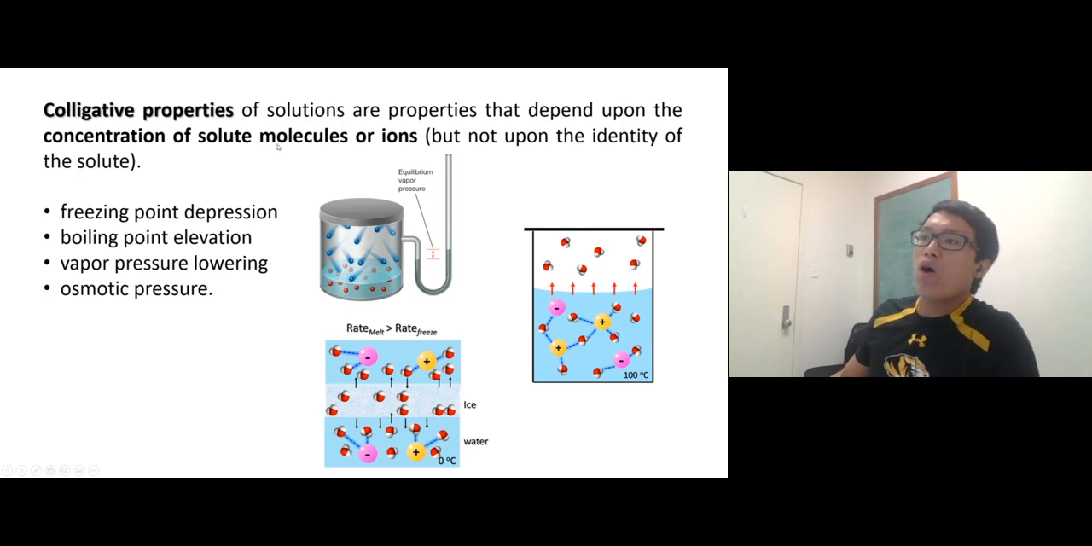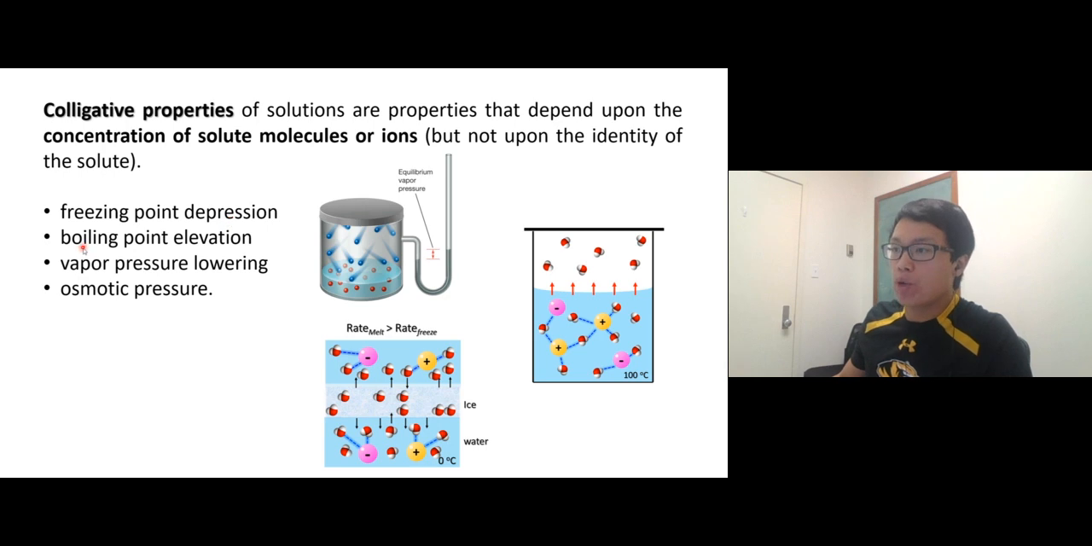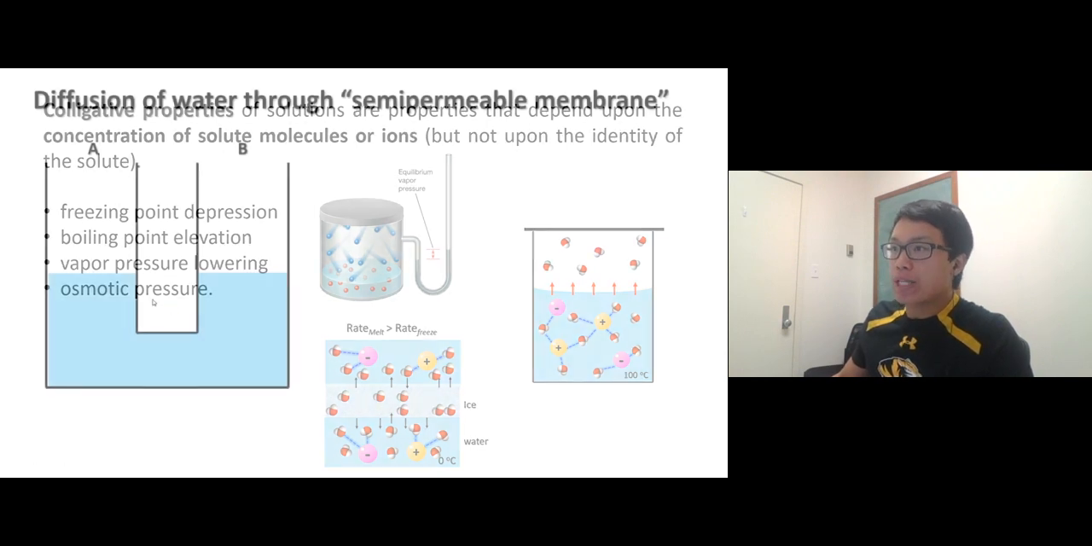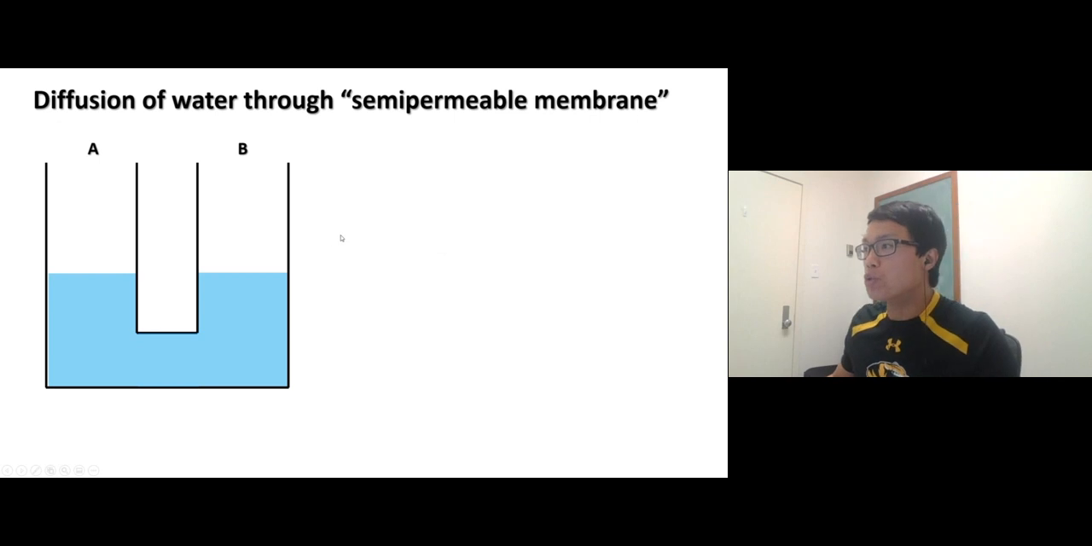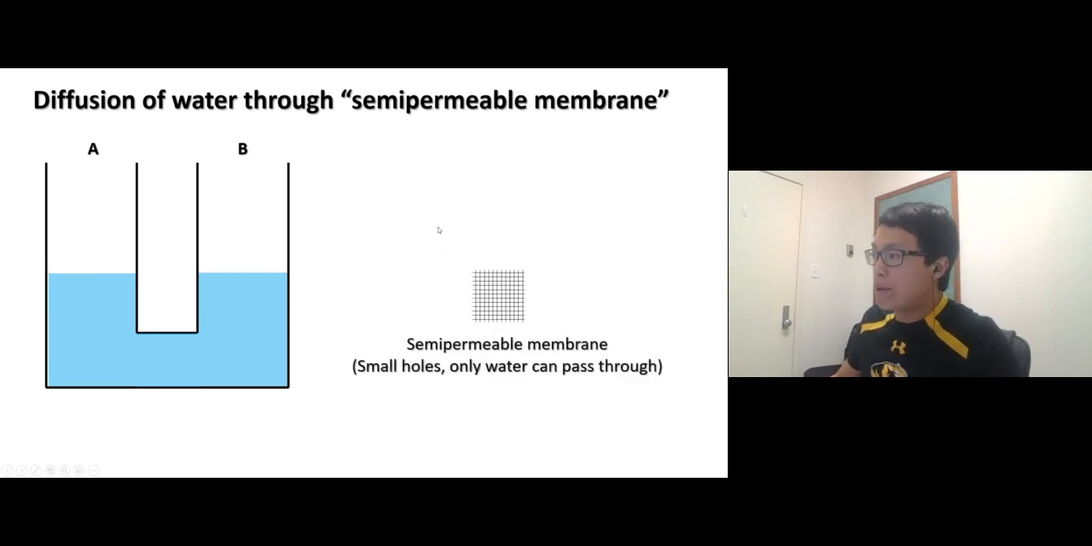We have talked about a few colligative properties already: the freezing point depression, the boiling point elevation, the vapor pressure lowering, and the last one is osmotic pressure. Before we get to the osmotic pressure, I have to explain the diffusion of water through a semi-permeable membrane. Let me define the semi-permeable membrane real quick.